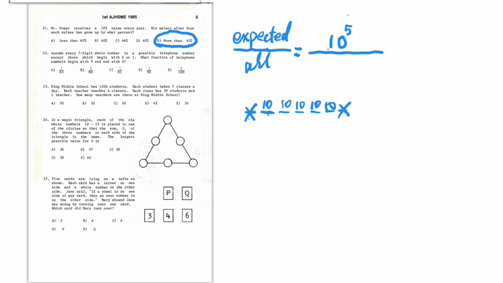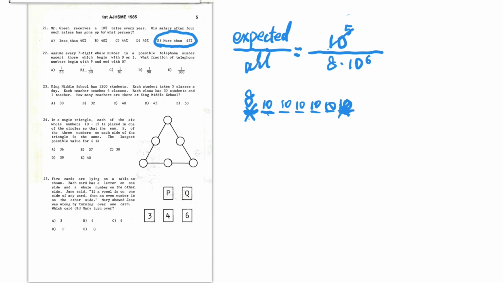Now, what's the total number of telephone numbers? The first digit cannot start with 0 or 1, so we just have 8 choices, from 2 to 9. And the other digits still have 10 choices. The total is 8 times 10 to the power 6.